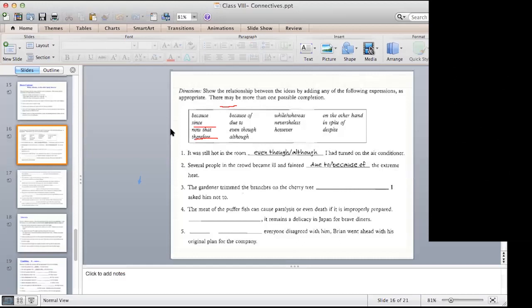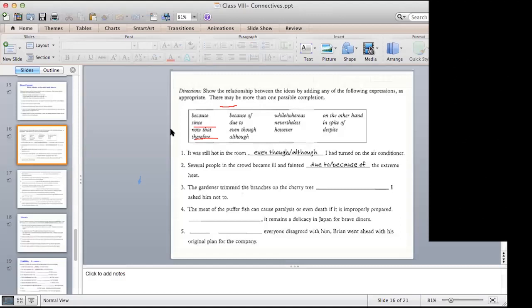It was still hot in the room, even though, although I had turned on the air conditioner. This is contrast, because it's hot, he turned on the air conditioner, but it's still hot, okay? Even though, although, and I had turned on the air conditioner. We have a sentence again here. We have a verb, okay?